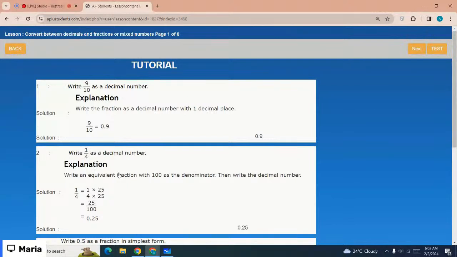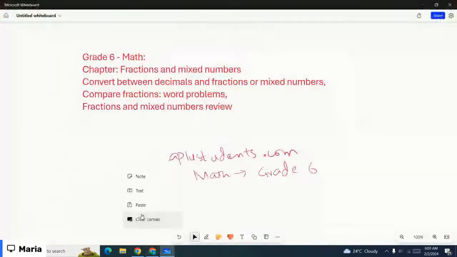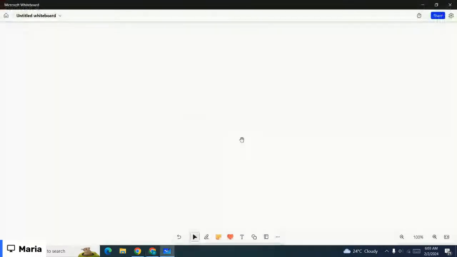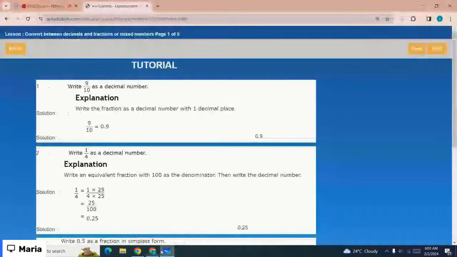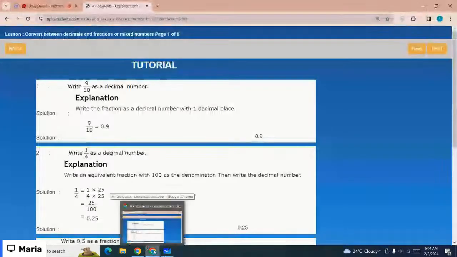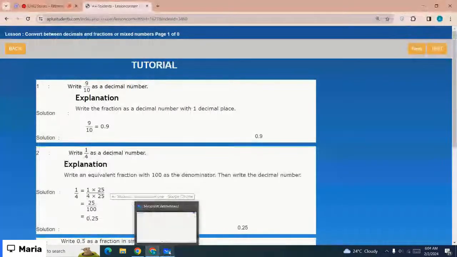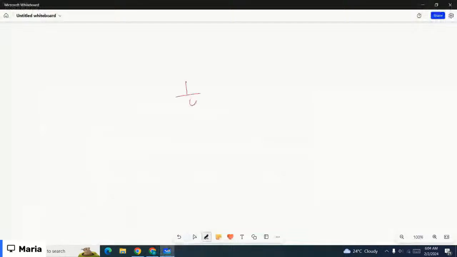The next one is write 1 by 4 as a decimal number. How do you write from fraction to decimal? You have 1 over 4. From fraction to decimal, 1 over 4 is the fraction you are given, and you need to write down the answer as a decimal.